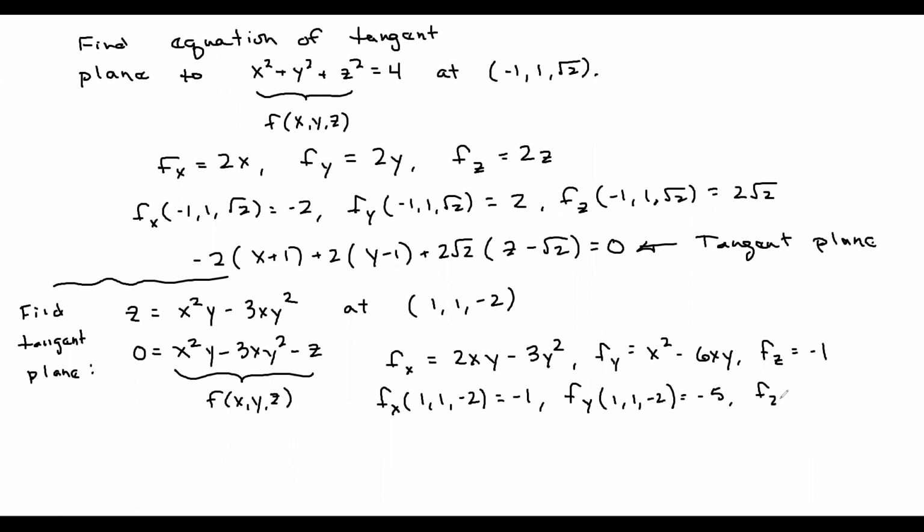And then partial with respect to z at the point is still going to equal negative 1, because it always equals negative 1. Okay, and so take those and just plug them in. So we're going to have negative 1 times x minus 1, and then negative 5 times y minus 1, and then negative 1 times z plus 2 equals 0.